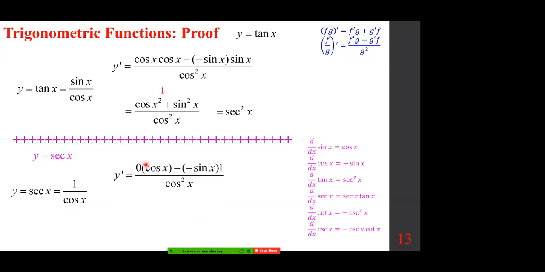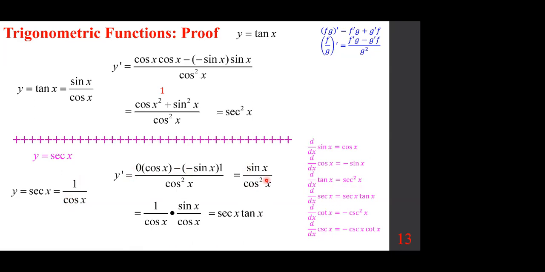So this goes away, becomes 0. This is negative times negative is positive sine x over cosine squared x. Now, we want to make it look like this. It's very simple. We can write this as 1 over cosine times sine over cosine. That is exactly what we said the derivative of secant was. So this is the proof that the derivative of secant is secant tan. I highly recommend you do cosecant on your own, everybody.